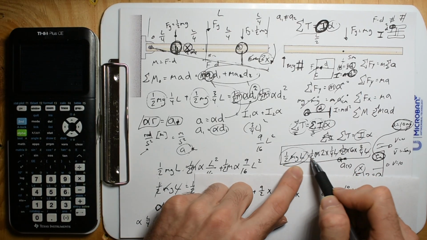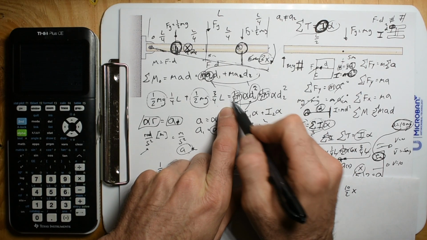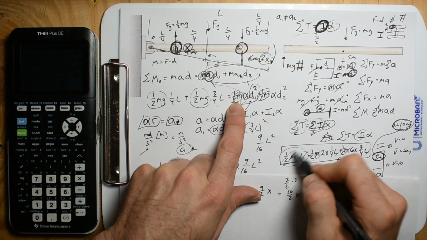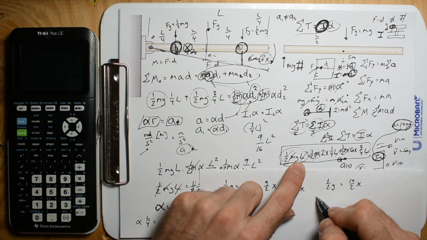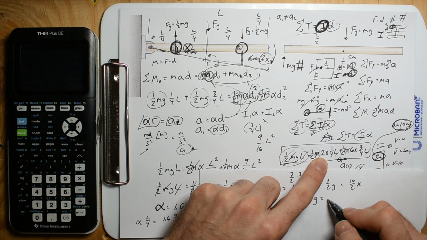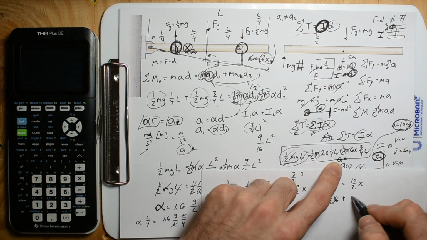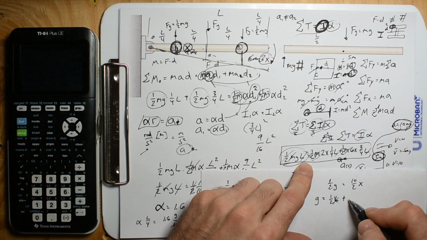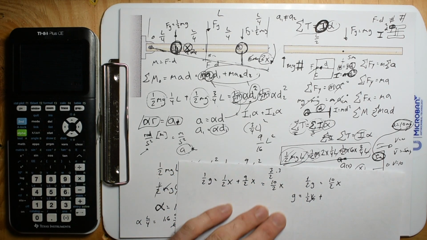So the sum of the torques has to equal the contribution of that mass. And so we can factor out a 1/2. So we're going to have g is equal to 1/2 x plus... I swear we just get the same thing.